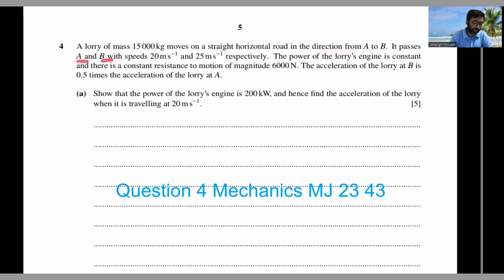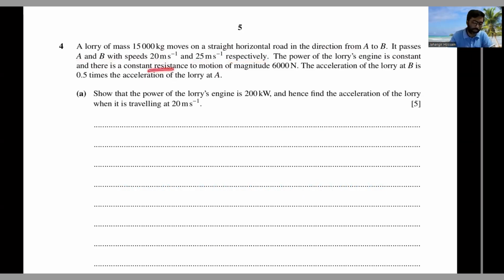It passes A and B with speeds 20 meters per second and 25 meters per second respectively. The power of the lorry's engine is constant and there is a constant resistance to motion of magnitude 6000 newtons. The acceleration of the lorry at B is 0.5 times the acceleration of the lorry at A. Show that the power of the lorry's engine is 200 kilowatts and hence find the acceleration of the lorry when it is traveling at 20 meters per second. That is the acceleration at point A.